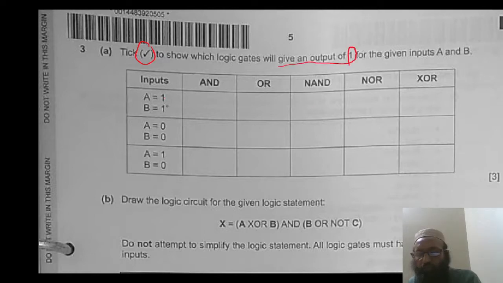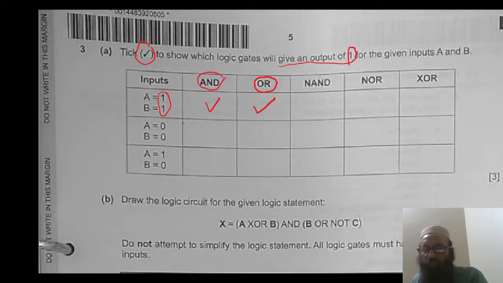If A is 1 and B is 1, AND gate. AND gate says that both are 1, then output is 1. Here both are 1, so output will be 1. OR gate says if either is 1, output is 1. Here we have 1. NAND gate says if both are 1, then output is 0, so it will not be ticked. NOR gate says if either is 1, output is 0, so it will not be ticked. XOR gate says if both are different, then output is 1, so it will not be ticked.